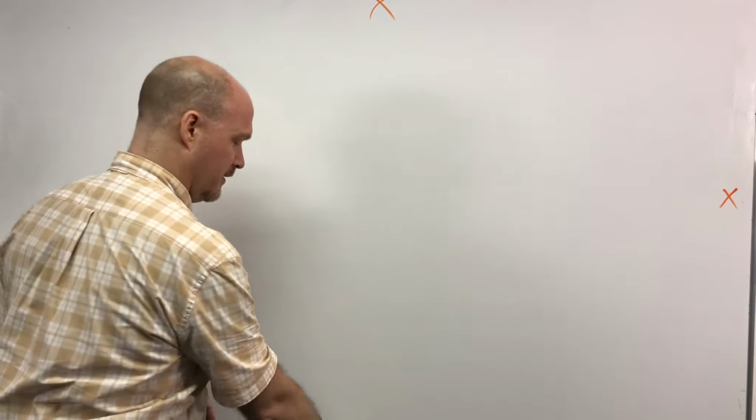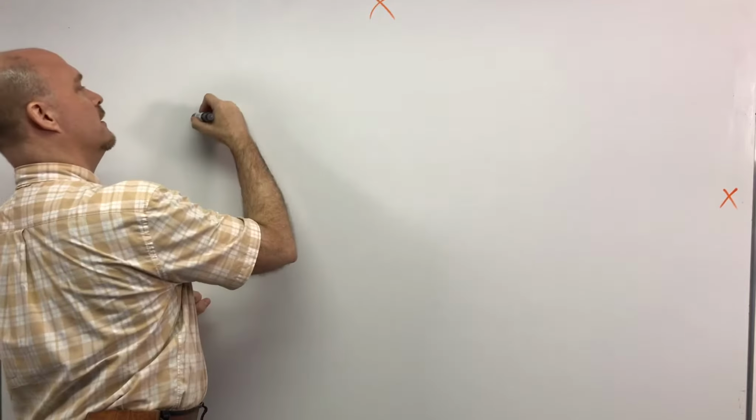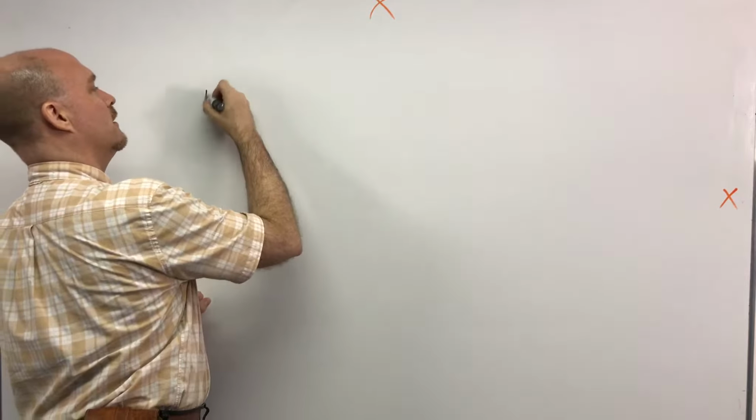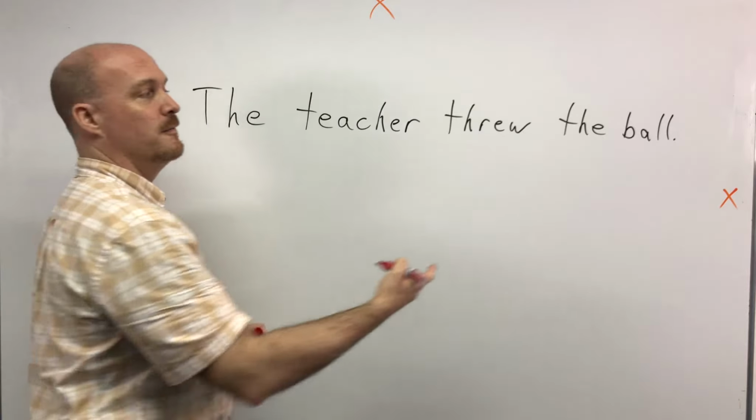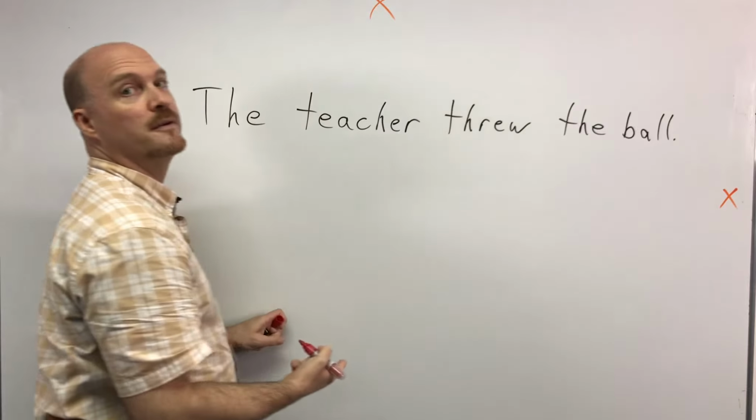What happened there? The teacher threw the ball. So this is an active sentence. Why? The teacher does the action, the verb. Okay? If you want to change this to passive, because maybe the teacher isn't important, maybe the ball is important.